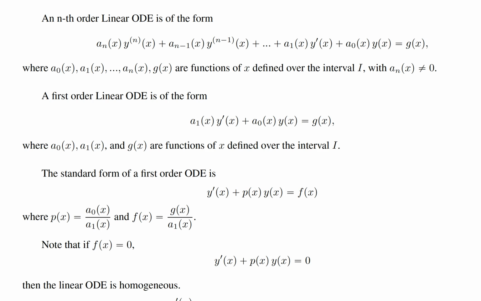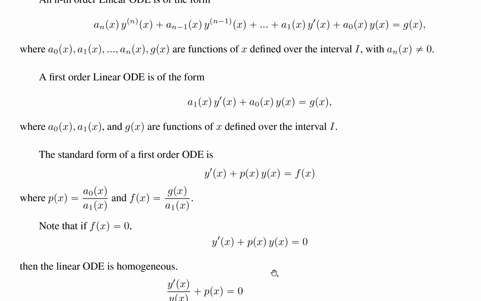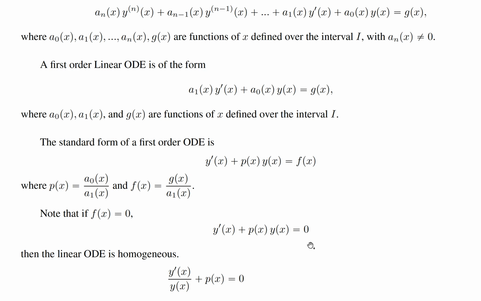by dividing by y of x, note that we may assume that y of x is not equal to 0, because we know already that y of x equal to 0 is a solution, it's a trivial solution. So what we want to find is non-trivial solutions. So we may assume that y of x is not equal to 0, and we may divide the ODE by y of x to obtain the following form.